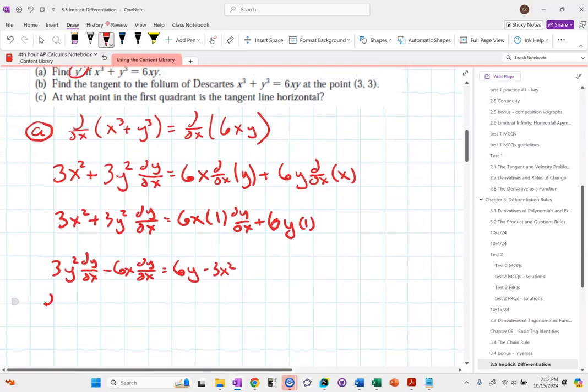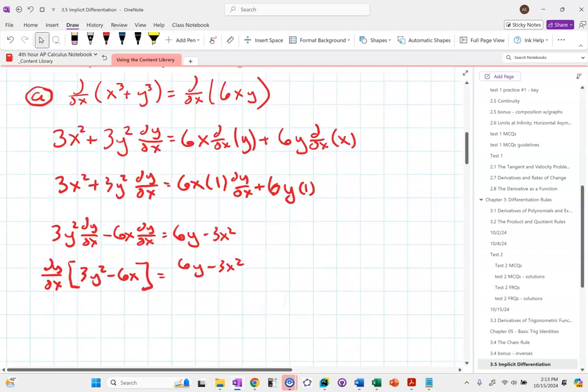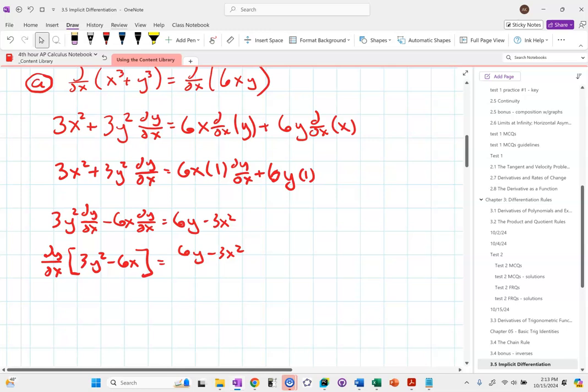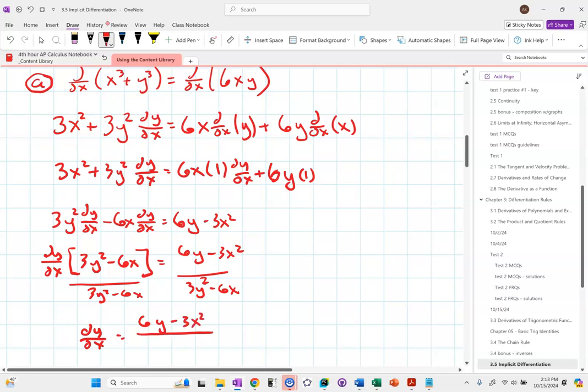Now, because the dy/dx is in common with both terms, I can factor that out. And then if I divide both sides by 3y squared minus 6x, I've got my dy/dx all by itself. Does that feel okay to where I got?